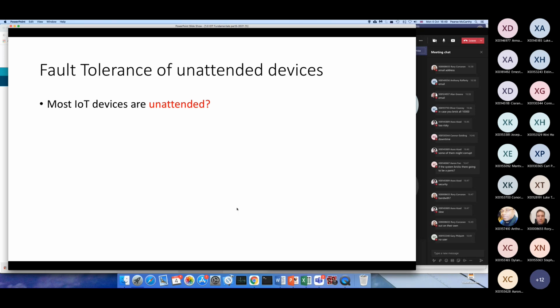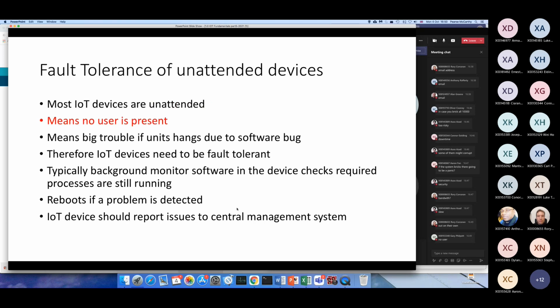So most IoT devices, sensors, are unattended, which means no users present, which means big trouble if you have a hang. So an IoT device has to be fault tolerant. I've told you this before: if you ever write software or deal with something that is unattended, make damn sure there's something in the background monitoring that the thing is still running. And if it isn't, then you apply the sledgehammer method and you reboot it, right? Believe me, you will be thanked more for that than for the fact that the thing disappeared for a minute while it rebooted.